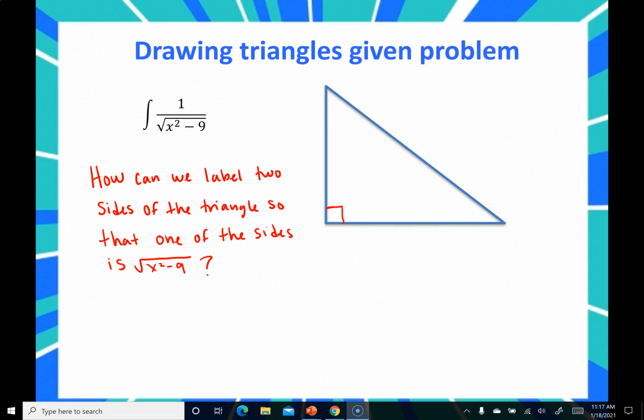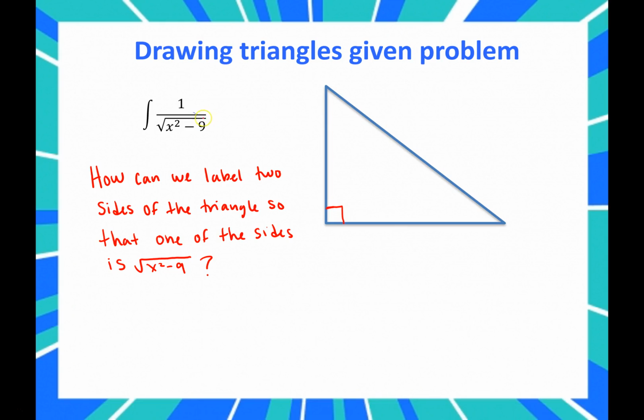This is one of those videos that's going to help us solve an integral, but we're not quite there yet. So let's learn this pre-knowledge. The question is, how can we label two sides of the triangle so that one of the sides is the square root of x squared minus 9? I'm trying to get a match right here. I'm trying to get one of the sides of the triangle to be that, and then I have to determine the other two sides.